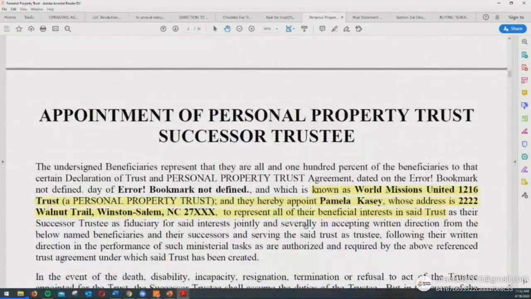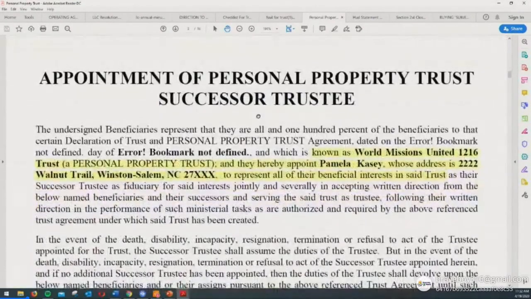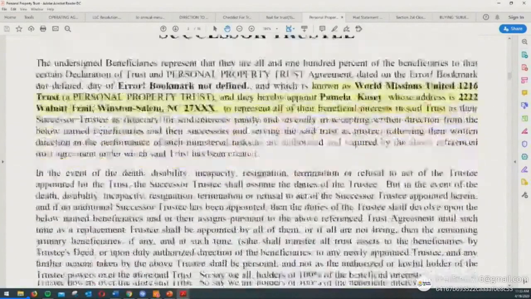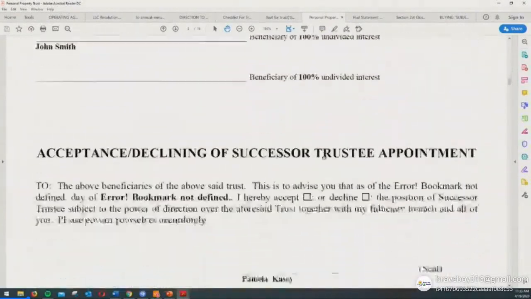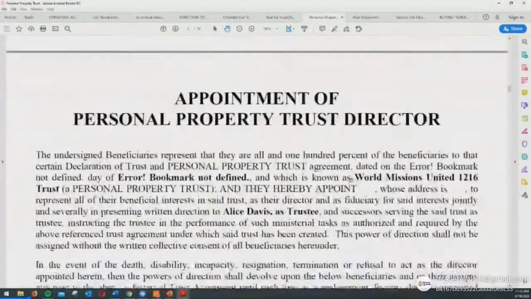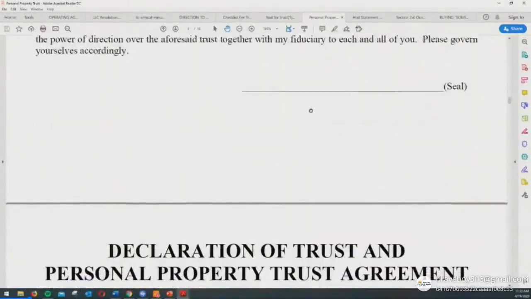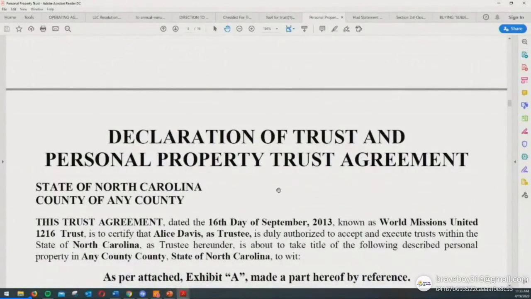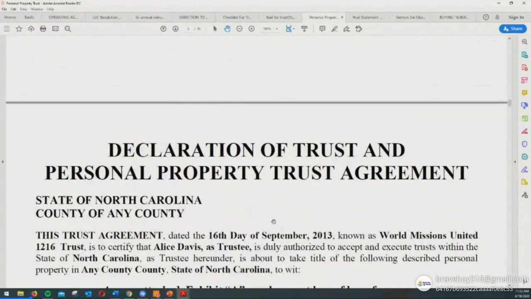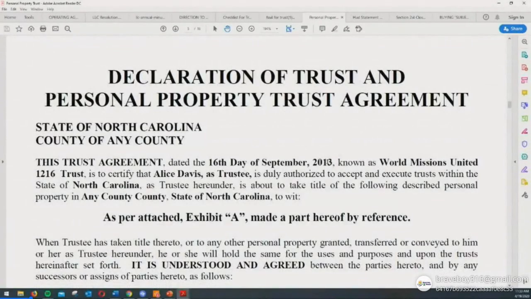If we had a successor beneficiary, same thing, or successor trustee, you would have them fill out everything. We don't have a successor trustee appointed. We're not going to have a director. And here goes our personal property trust agreement. Remember, these are the same documents, just that these documents say personal property trust versus land trust. Hopefully everybody can follow that. Personal property trust versus land trust.